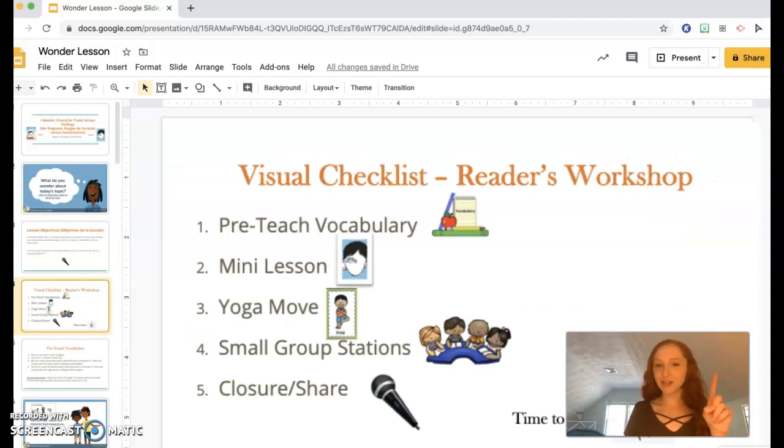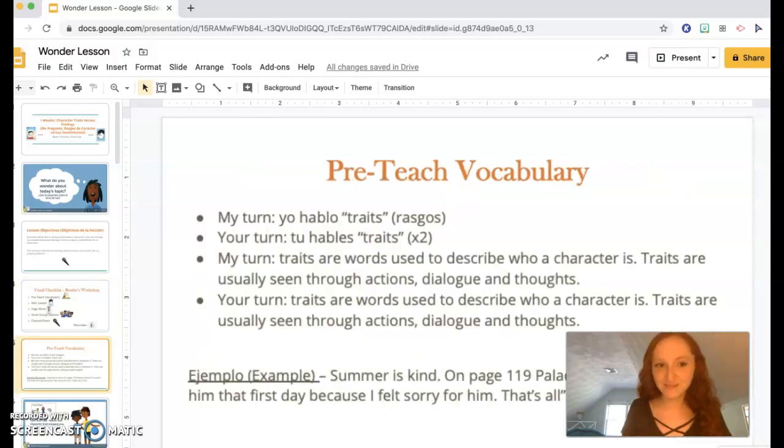This is our visual checklist. We'll begin with a pre-teach vocabulary. Second, we'll move into our mini lesson. Third, we'll do our yoga move to transition. Fourth, we'll move into small group stations. And fifth, we'll do a closure and share activity. It's time to listen. Turn your listening ears on, 3rd graders.